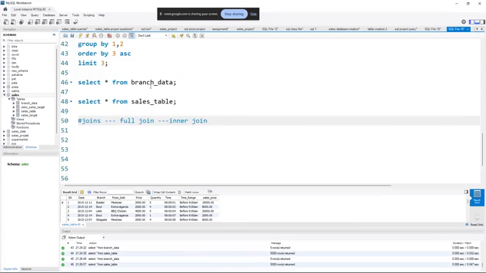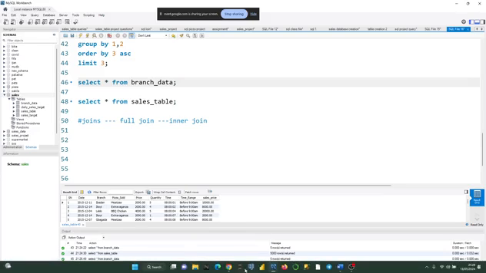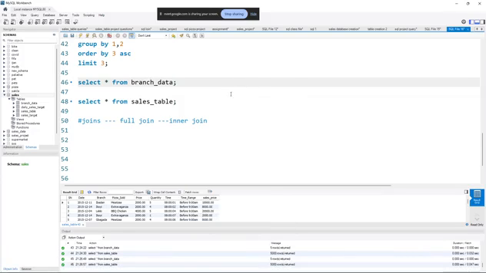Let's assume that in the branch table, there is no Ogba, but there is Ikeja, and there is no Ikeja here. Because there is no Ikeja here, our answer will not involve Ikeja. And because there's no Ogba in the branch table, our answer will not have Ikeja and Ogba. Because they don't have corresponding values in the two tables, Ikeja and Ogba are out. That's inner join. What I just explained now, do you understand? It's clear, very clear. Okay.